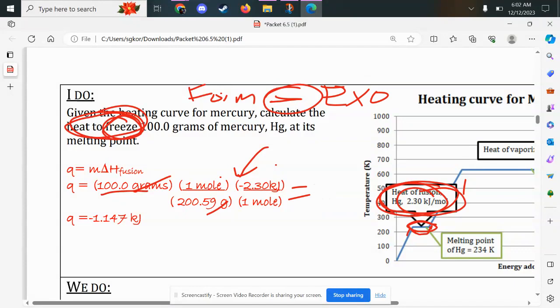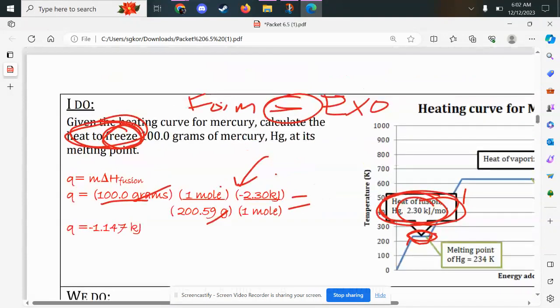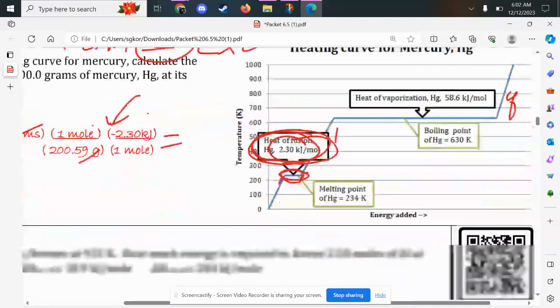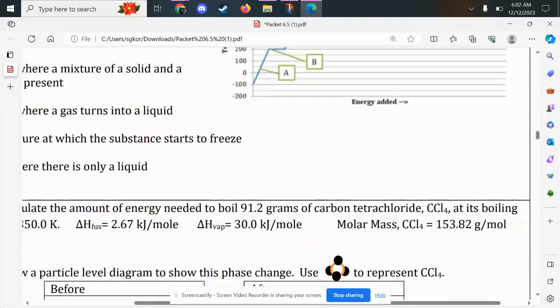Now, what if they also asked you something like, what is the amount of energy it would take to, they don't really give me that in that graph. Let me see if there's another one I can use.